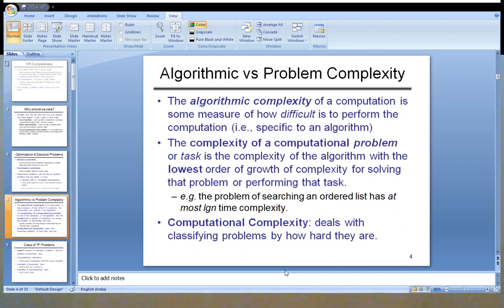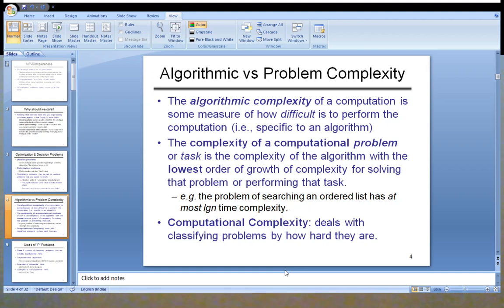Algorithm versus problem complexity. The complexity of a computation is some measure of how difficult it is to perform the computation. The complexity of a computation problem or task is the complexity of the algorithm with the lowest order of growth of complexity for solving that problem or performing that task.